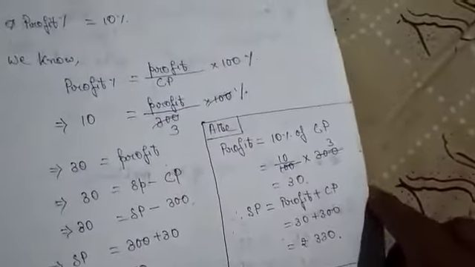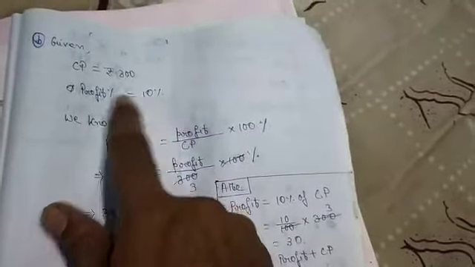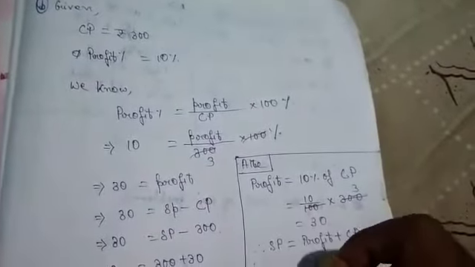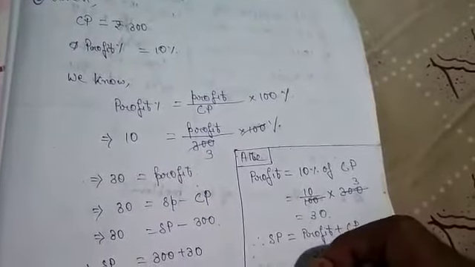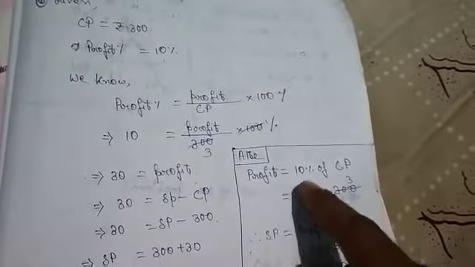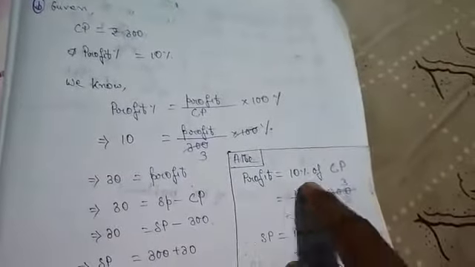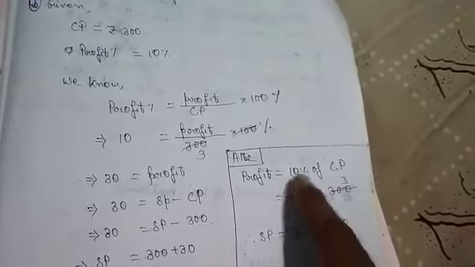Here, see another method. Up to this much is the same. Profit percent is equal to 10%. Now they have asked us to find out the value of the selling price. So first let us find out what is 10% of cost price. You will get the profit. So 10% of CP is what? 30.